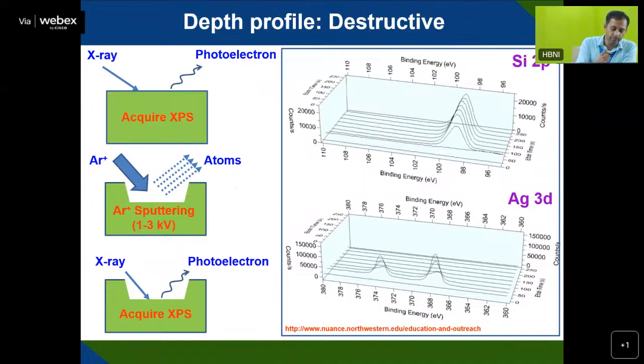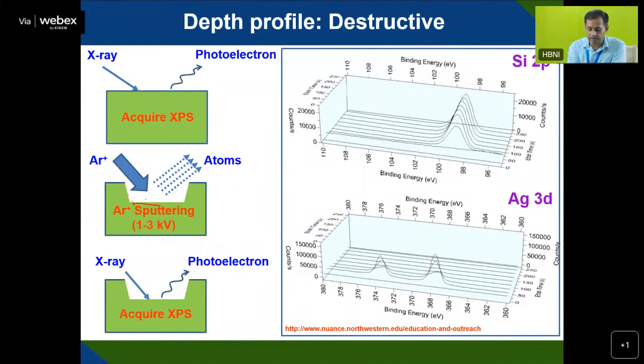Here you can see this is the XPS setup, the sample is here, the X-ray is coming, then the photoelectron is coming out. Once you scan the top surface, you go for an argon bombardment. Because of the argon sputtering, the top layer atoms will be removed, and then you will be able to see a little bit of depth. Then again the X-ray is ejected here, and you will be able to see the photoelectron characteristics. So layer by layer structure with this type of depth profiling, you can easily see.